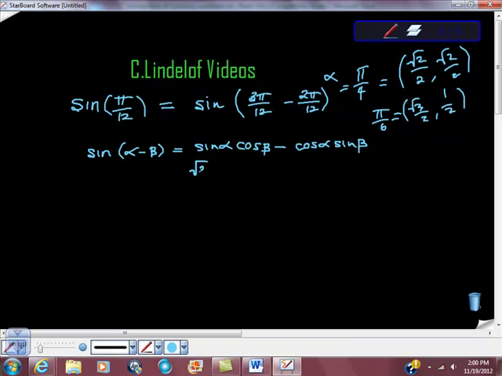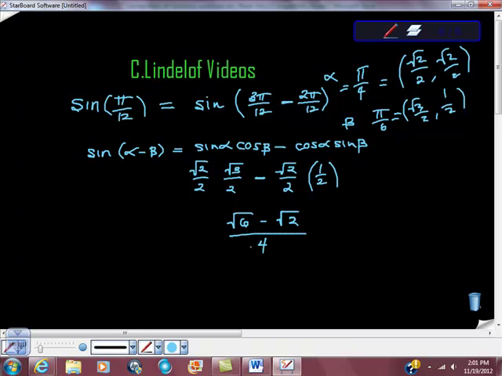So sine alpha is square root 2 over 2. Cosine beta is square root 3 over 2. This negative sign right here is this negative sign. We get cosine alpha is square root 2 over 2. Sine beta is still 1/2. Now what? I'm just going to leave it like this because it looks a little bit simpler. Is that okay?